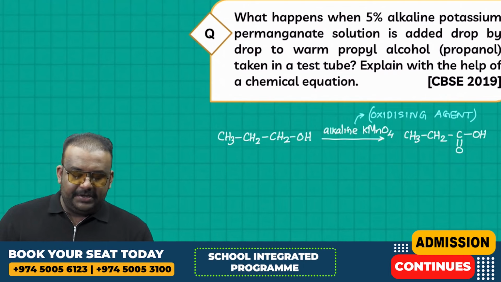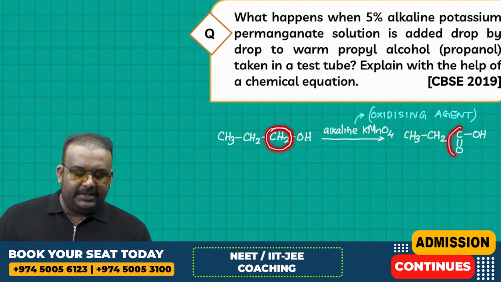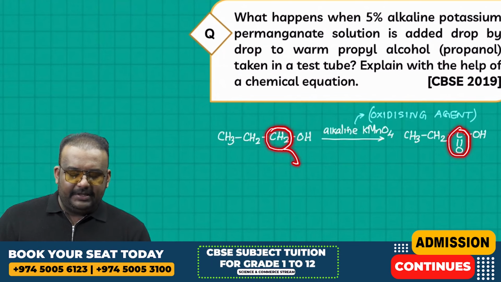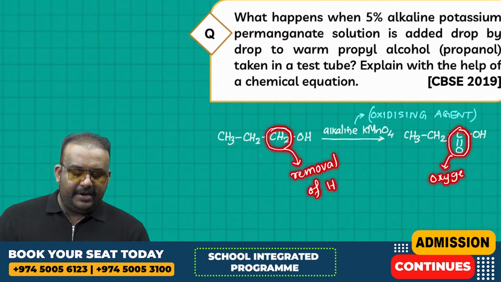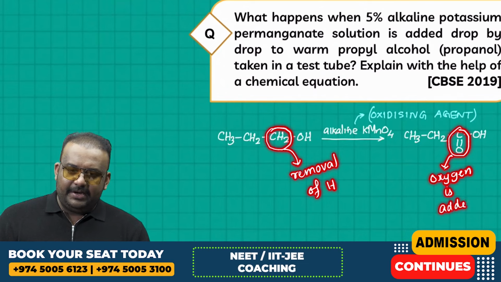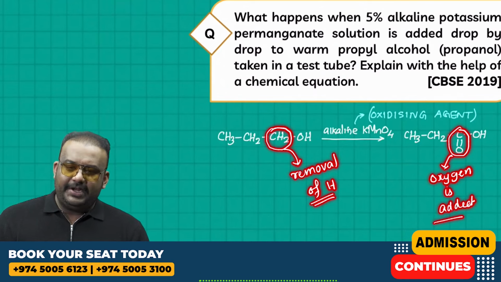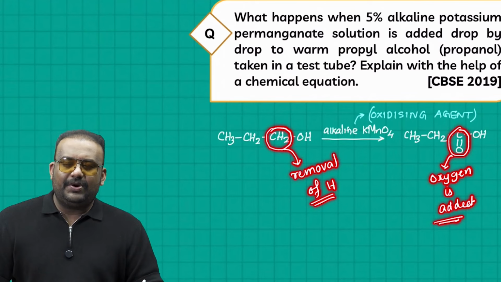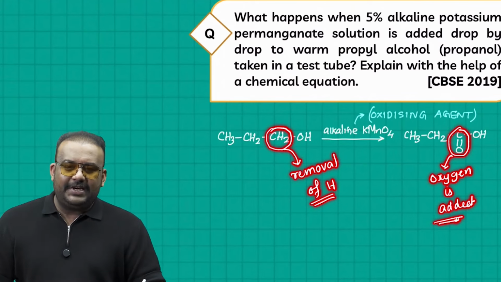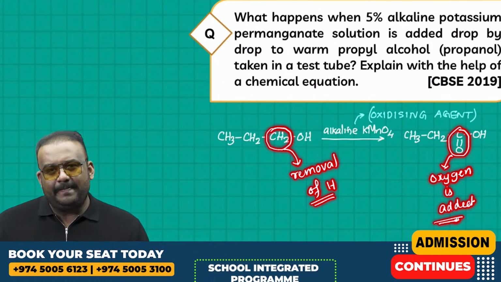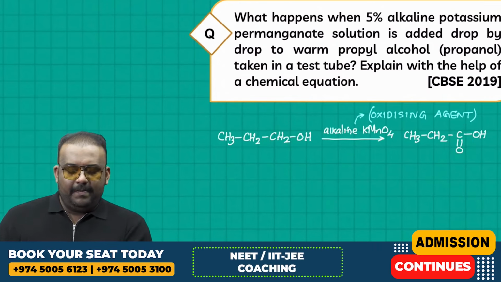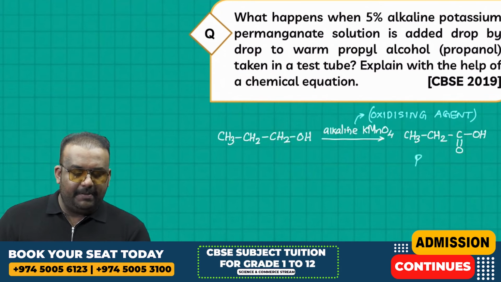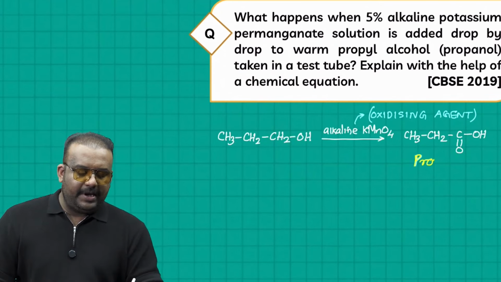Why is it called oxidation? Because if you observe this carbon and this carbon, one thing is clear, hydrogen is removed, correct? Removal of hydrogen. And you can see that oxygen is added. Removal of hydrogen or addition of oxygen, what is this called? This is known as oxidation, correct? You have studied that in the redox reaction segment in the first chapter, right? Okay, so the product formed will be propanoic acid. The name of this acid is propanoic acid.